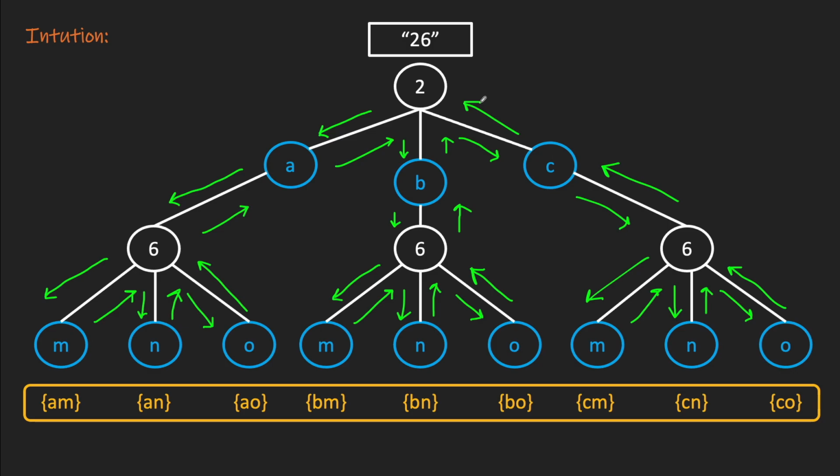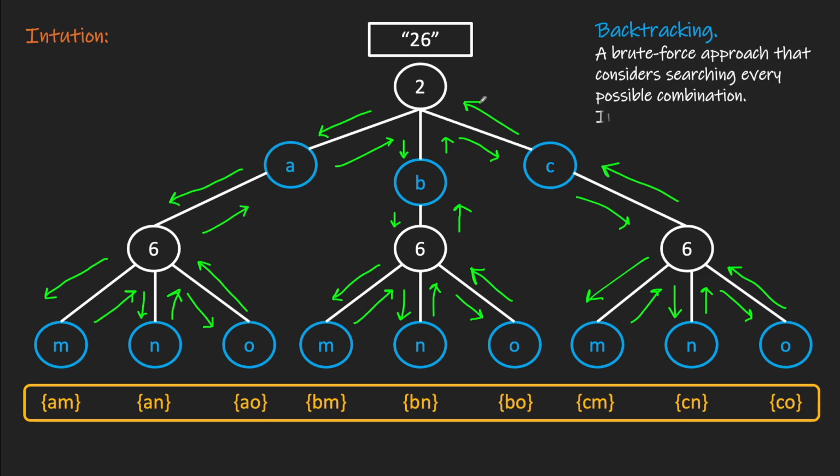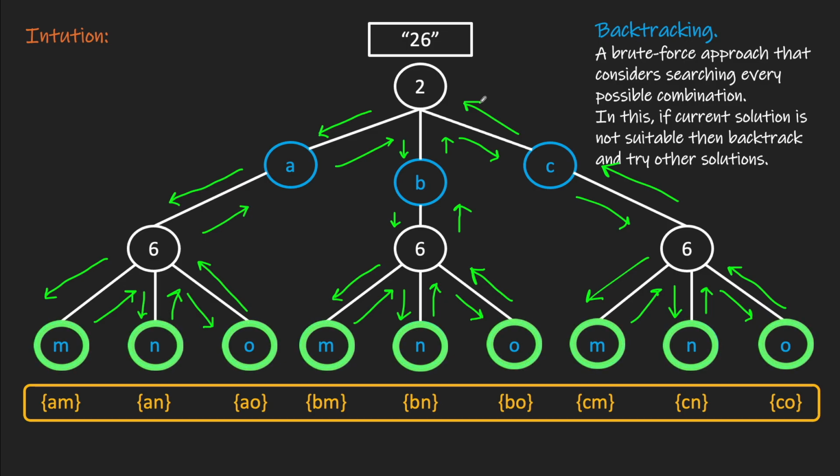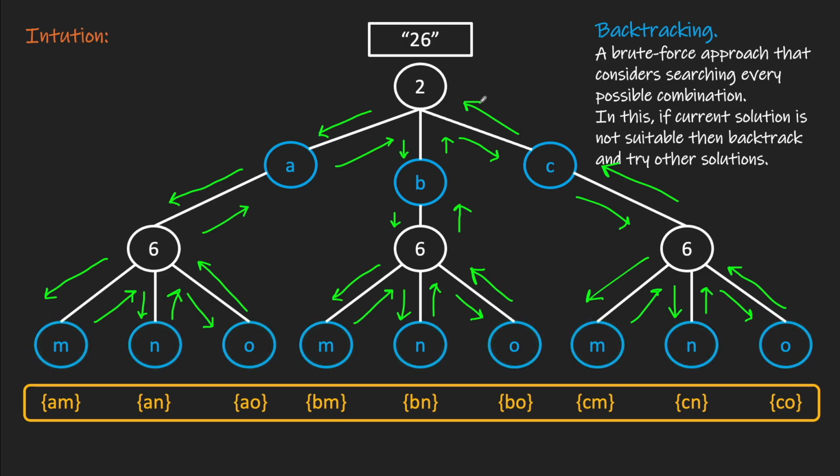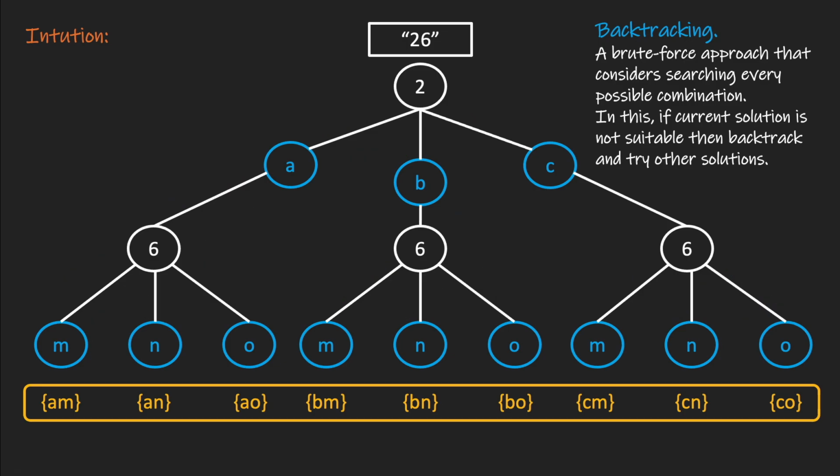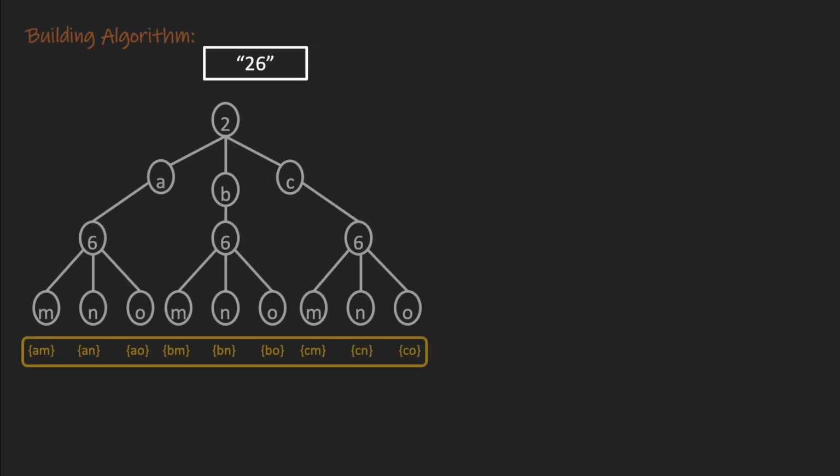So what we have done just now is a very famous technique called backtracking. If you are not familiar with the term or you are not sure about it, now you know it. To reiterate, backtracking is a brute force approach to search all possible combinations. If the current solution is not suitable, we backtrack to search for other solutions. Or if we talk about this problem specifically, once we reach the leaf node, we backtrack to find other possible solutions. Let's try to build an algorithm for this.